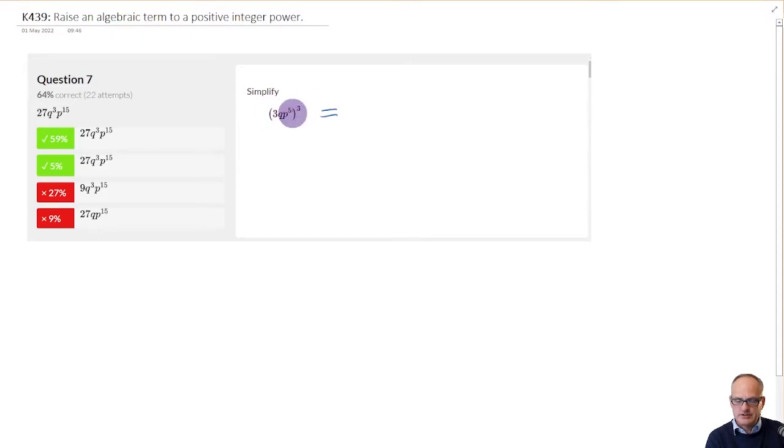So we're going to raise each thing to the power of 3. We're going to raise 3 to the power of 3, q to the power of 3, and p to the 5 to the power of 3. So we get 3 to the power of 3, q to the power of 3, and p to the power of 5 to the power of 3. Okay, so we've got power of a power going on there. Now 3 cubed is 27.